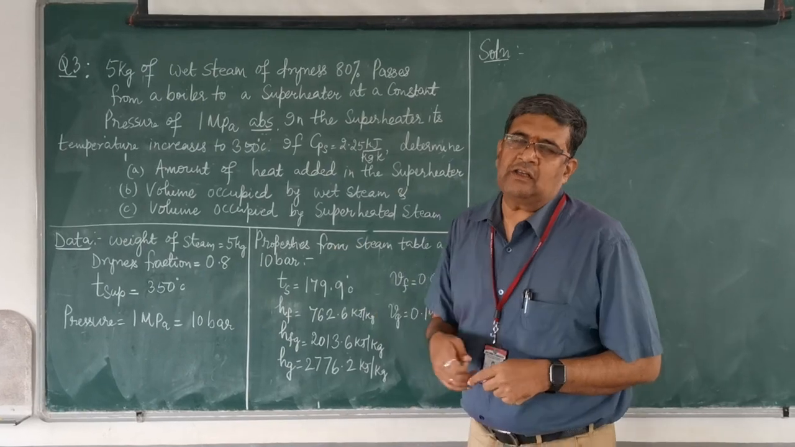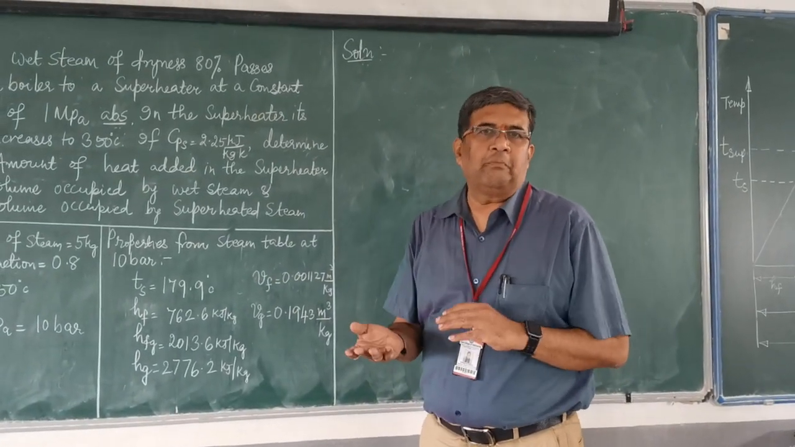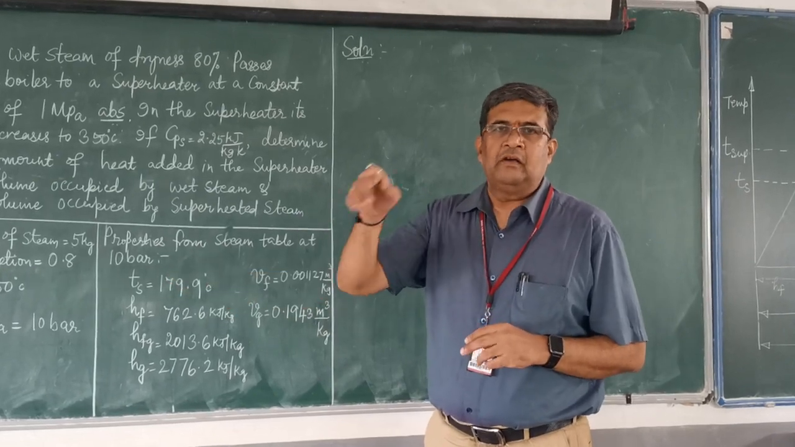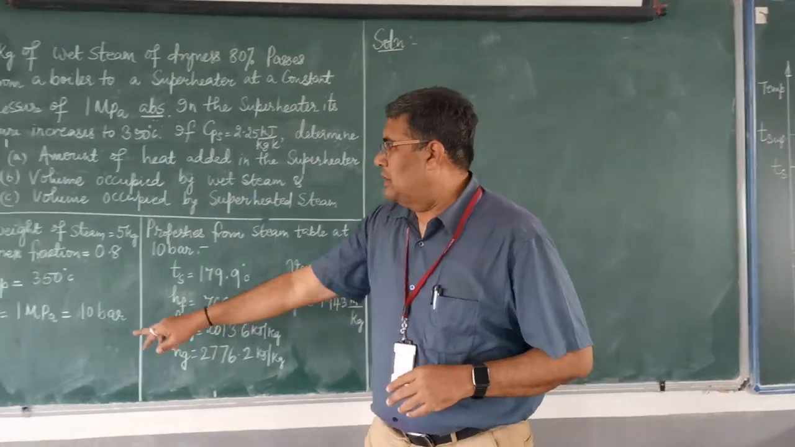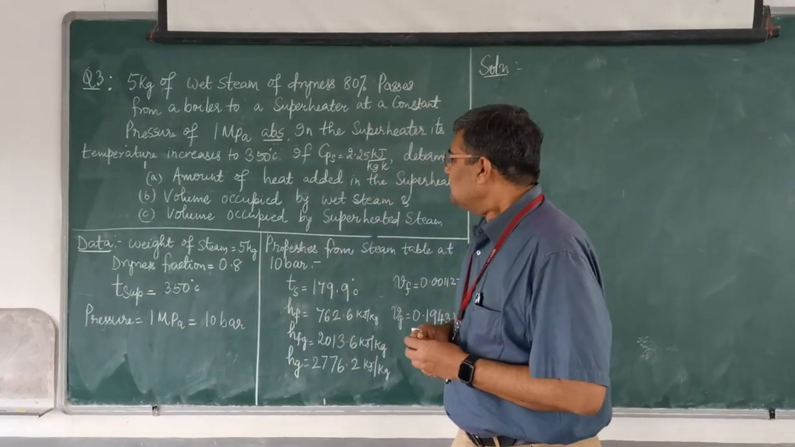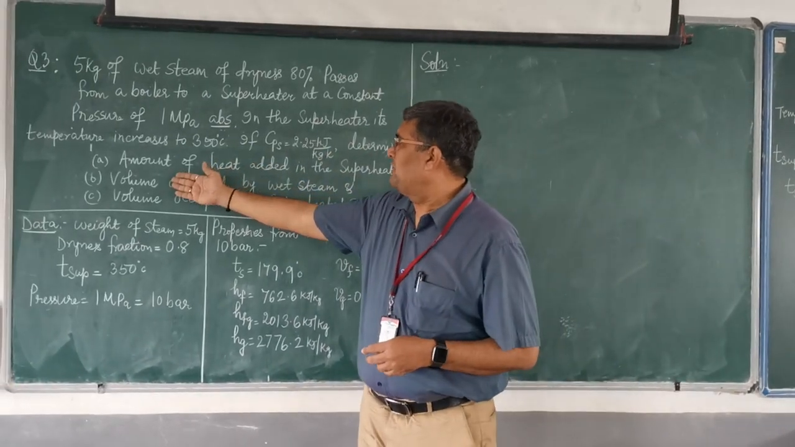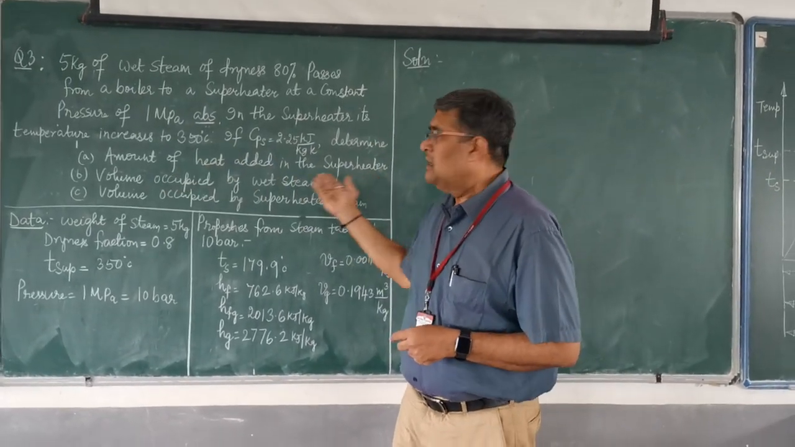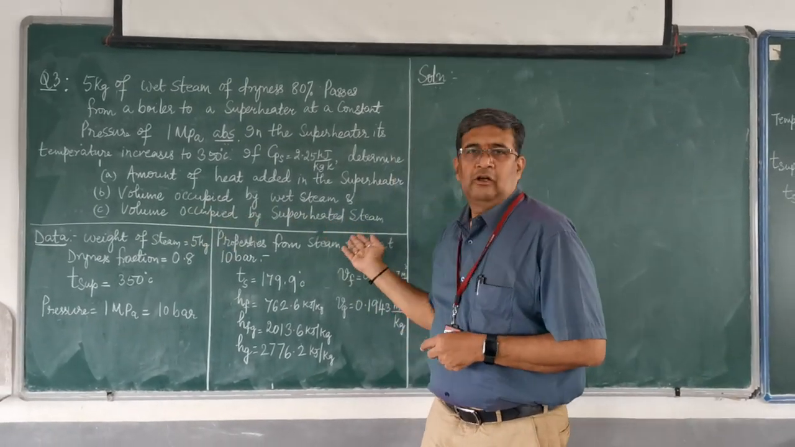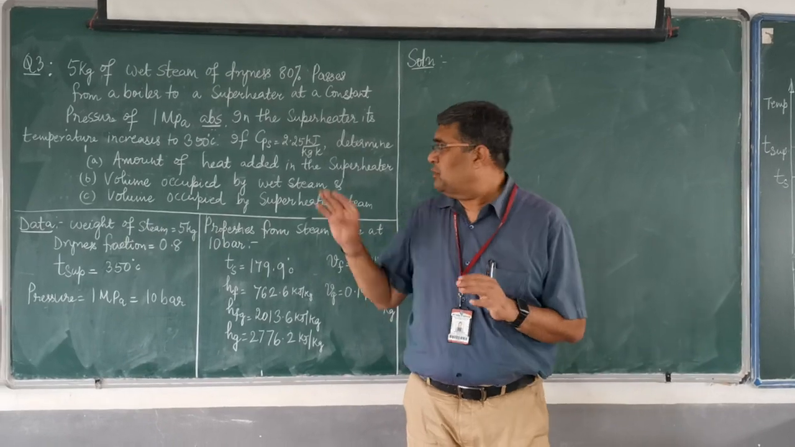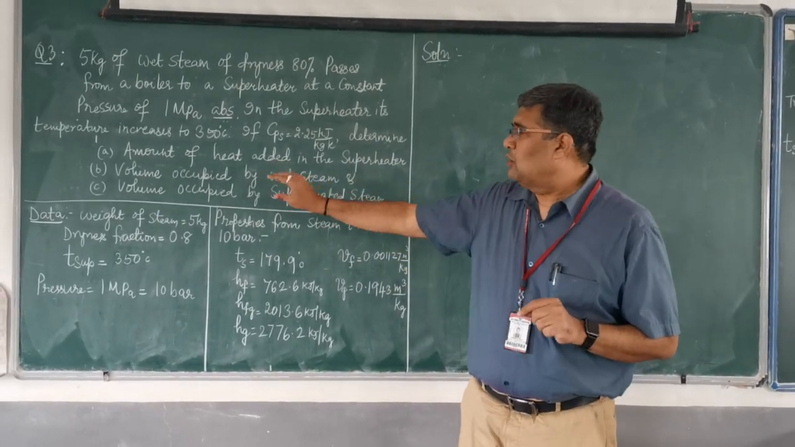So in whatever units the value may be given in the problem, please make sure that you convert it into bar, because in the steam table the pressure values are all in bar. So 1 megapascal is 10 bar. So, how do we solve this problem? We are required to find out the amount of heat added in the superheater. Then, what is the volume occupied by wet steam, and what is the volume occupied by superheated steam? The question does not ask for specific volume. It is asking for the volume occupied.